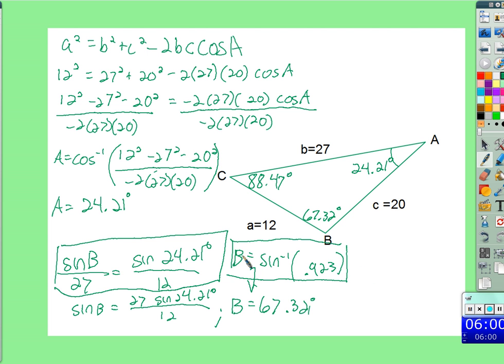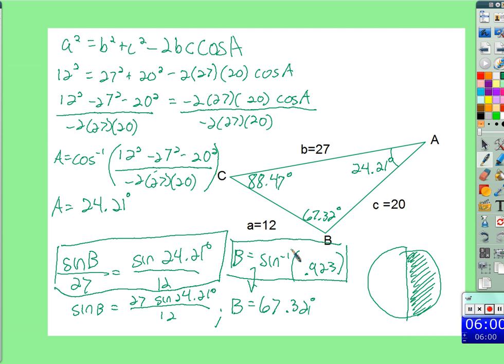What's wrong with it? When we take the inverse sine of something, the inverse sine is a function, remember how we talked about this, how it always gives its outputs from a certain part of the unit circle? Like when I ask it what angle has a sine of 0.923, it always tells me an angle from negative 90 to 90. This angle is supposed to be bigger than 90, obtuse, which the inverse sine will never say. It'll always say acute. It'll tell you the acute angle that has a sine of 0.923, which is 67.32, but it won't give you the obtuse angle.